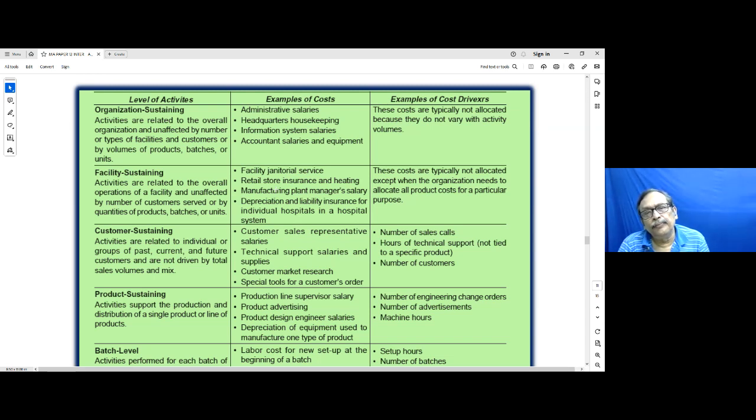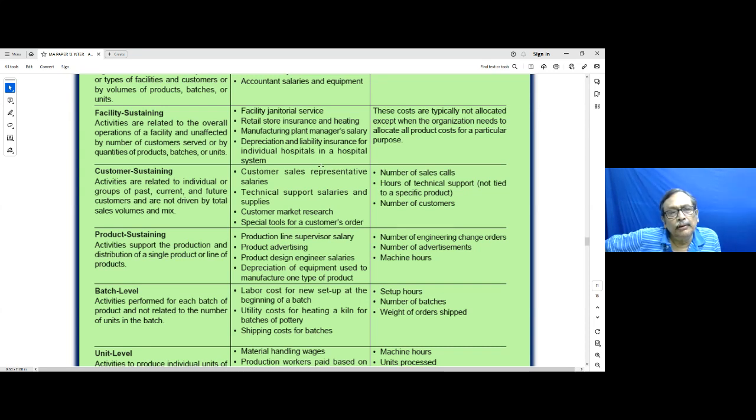So we are having examples: facility-sustaining costs such as insurance and heating for a retail store, manufacturing plant manager salaries, depreciation and liability insurance for individual hospitals in a hospital system. So these costs are typically not allocated except when the organization needs to allocate all product costs for a particular purpose. Then comes customer sustaining.